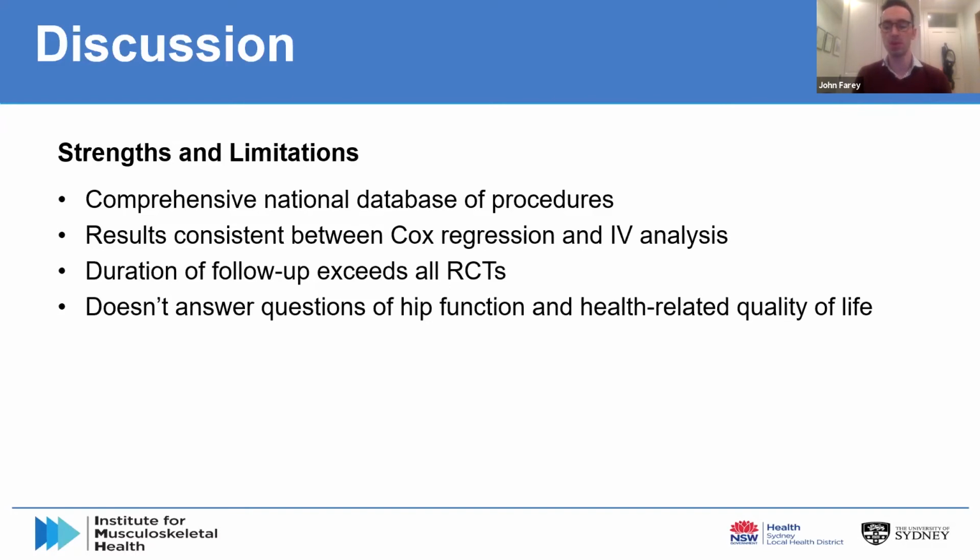The duration of follow-up exceeds all the randomized trials, but one of the weaknesses of this study is it doesn't tell you which prosthesis makes the patient's hip feel better. And that's probably where a randomized trial is better suited. Next, thanks.